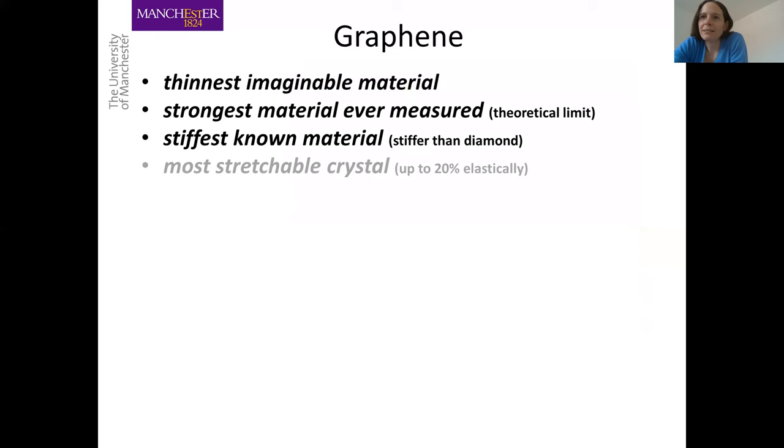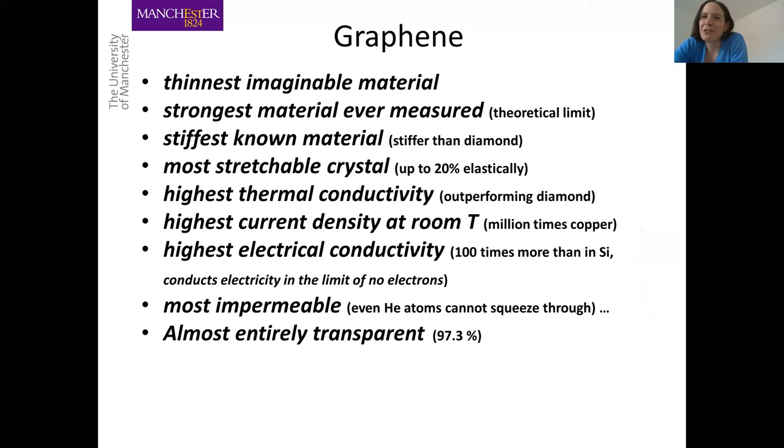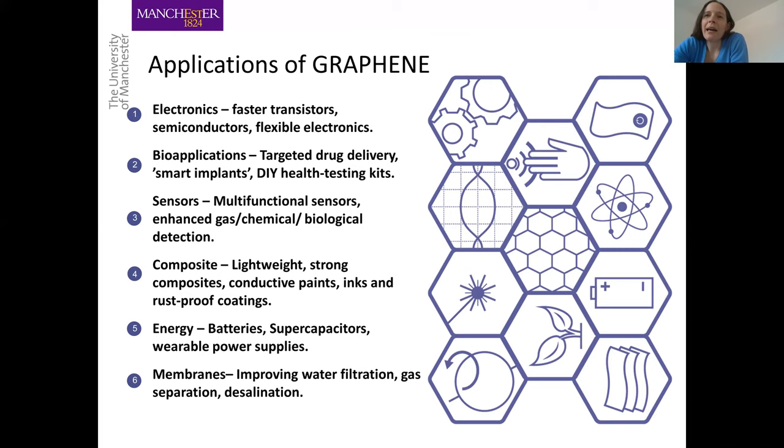So just to remind you, the many, many properties of graphene are illustrated here. It's extremely thin, it's extremely strong, very stiff, very stretchy, very conductive, both for electricity and for heat. It's very impermeable and it's almost entirely transparent. And that has led to a huge range of potential applications from electronics, drug delivery, and sensing, as composites, as I mentioned, in things like planes and vehicles. Energy, it's a really important component in batteries and supercapacitors, particularly where you want those to be lightweight and portable.